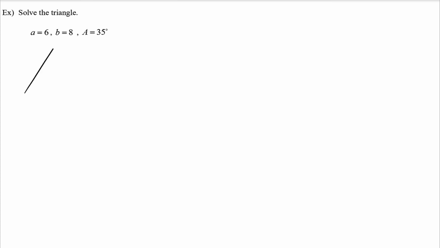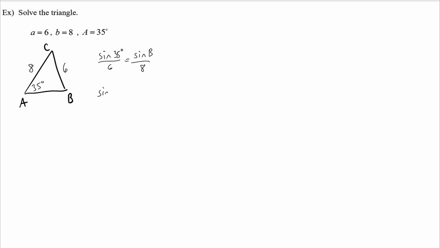Again, here's a triangle not drawn to scale. This is 6, this is 8, and this is 35 degrees. Law of cosines is off the table because I don't know all three sides, and I don't know two sides with the angle between them. So I gotta use the law of sines. Okay. So sine of 35 degrees over 6 has to be sine of angle B over 8.